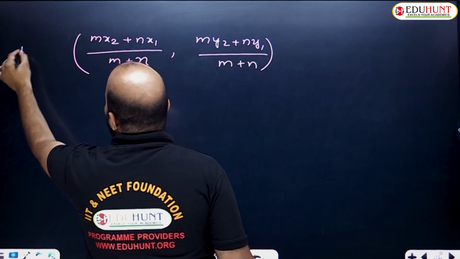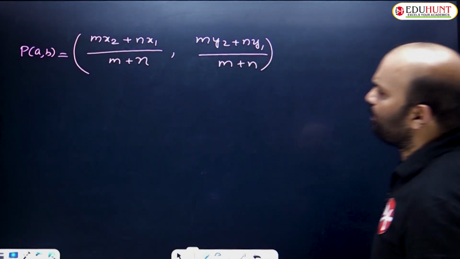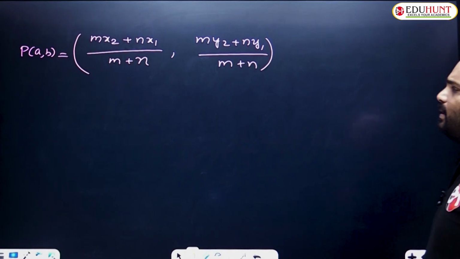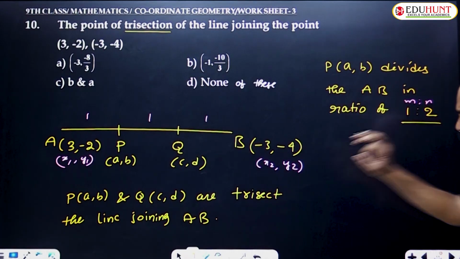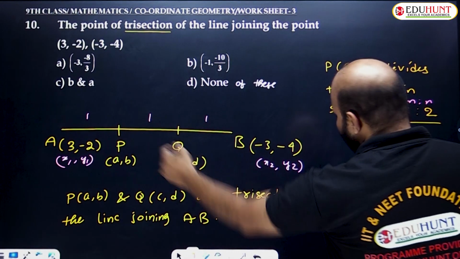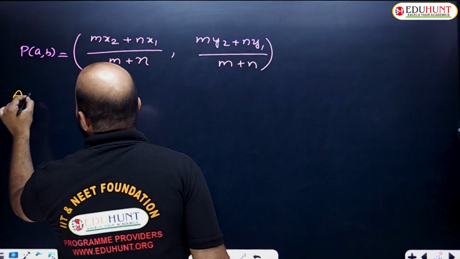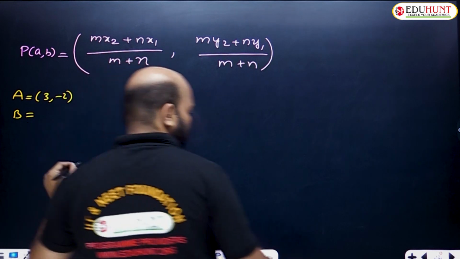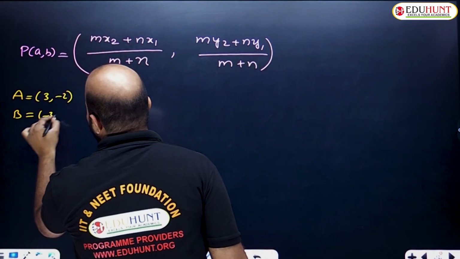So what is given first? P coordinates (a, b). Therefore P(a, b) equals (mx2 plus nx1) by (m plus n), (my2 plus ny1) by (m plus n), internally. P divides AB in the ratio of 1:2 internally. Am I clear? P and Q are internal points of the line joining AB. A coordinates are (3, -2) and B coordinates are (-3, -4).